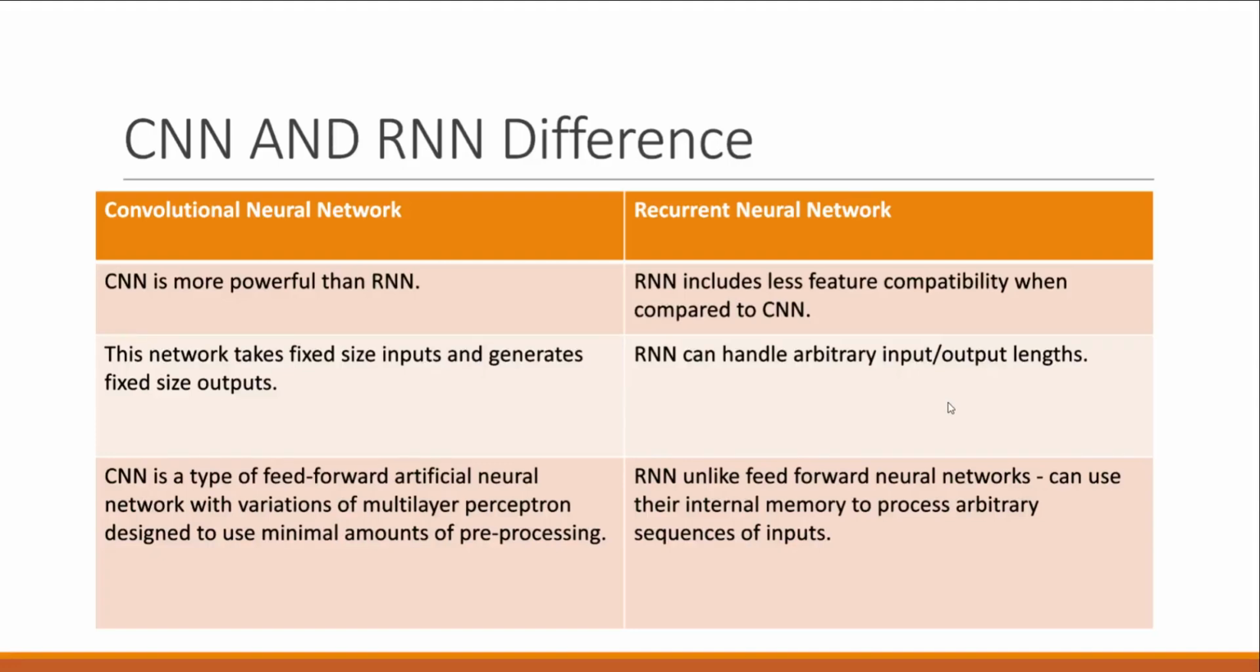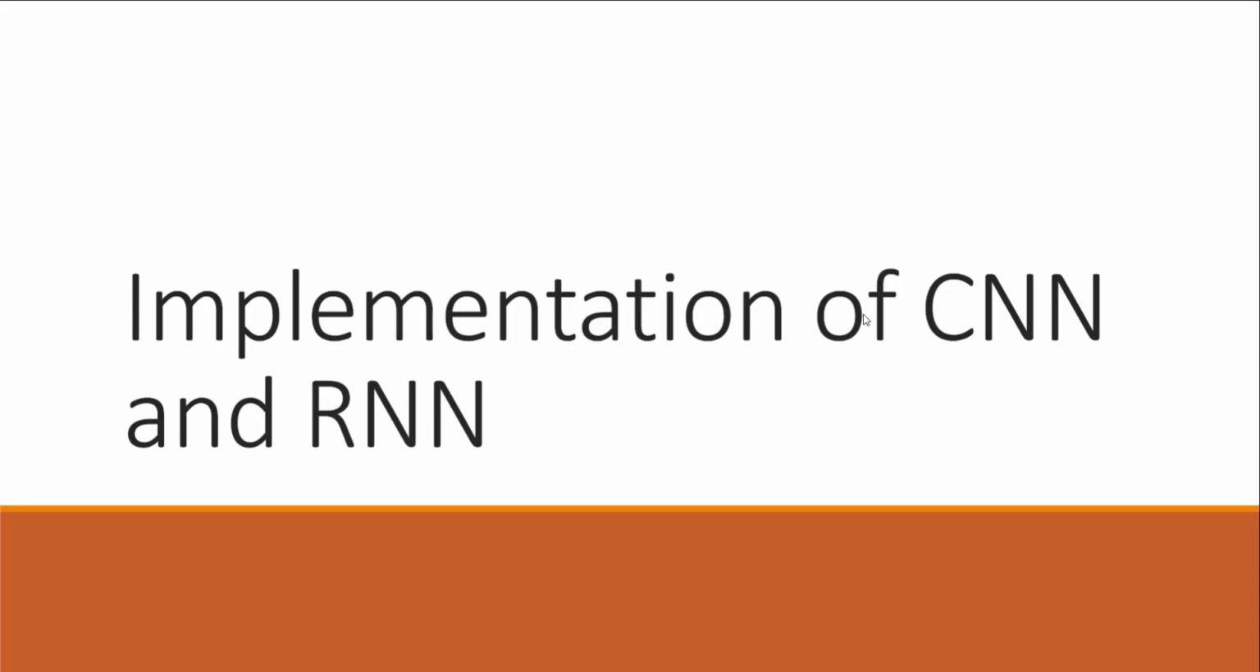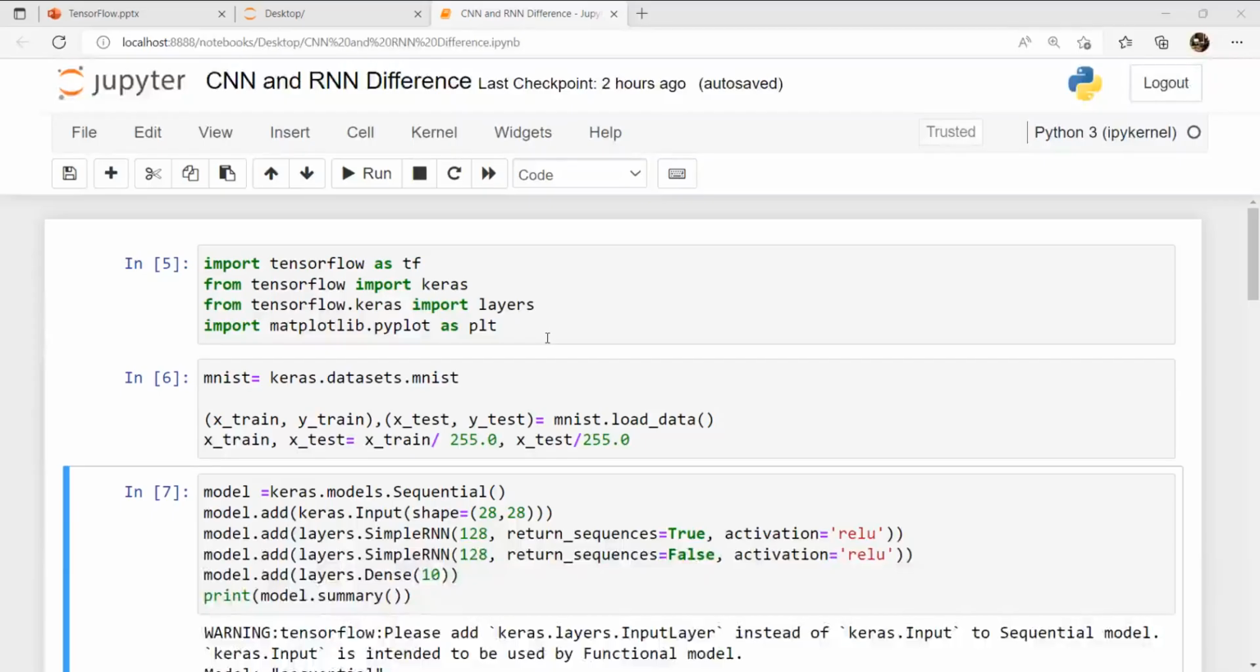CNN is a type of feed-forward artificial neural network, a variation of the multi-layer perceptron designed to use a minimal amount of pre-processing. While RNN, unlike feed-forward neural networks, can use its internal memory to process arbitrary sequences of input. Now let us take an example and understand the difference between convolutional and recurrent neural networks. So here is the example.